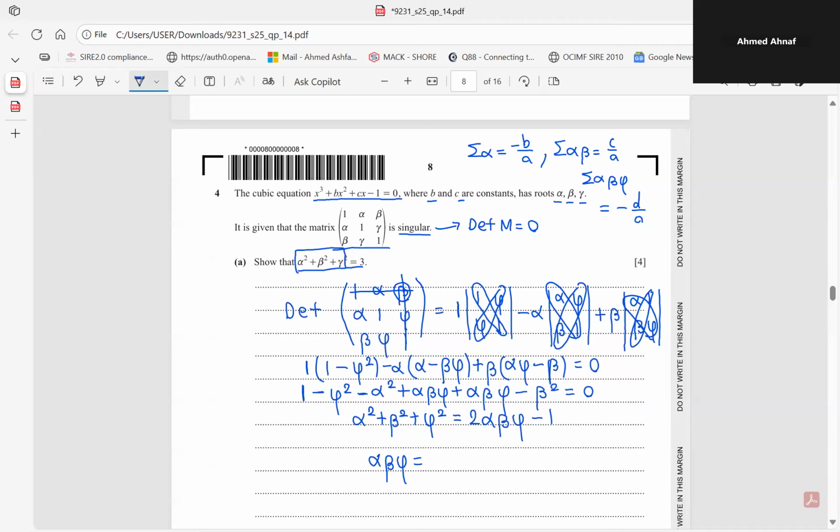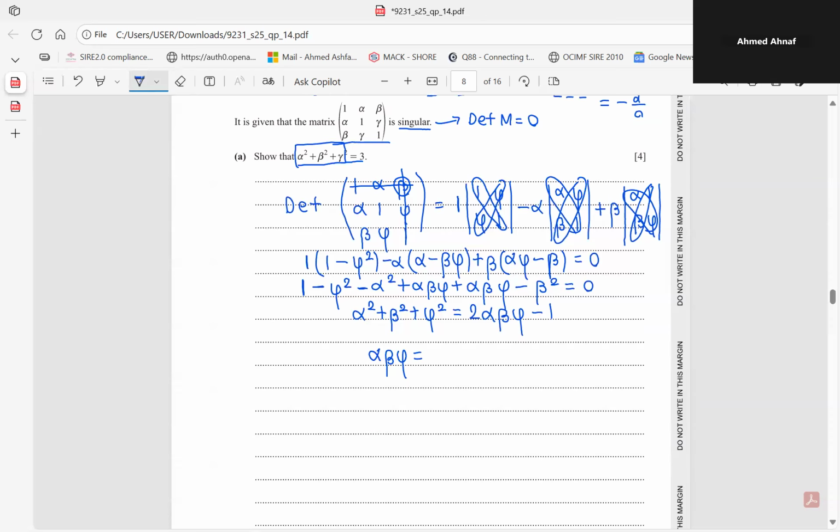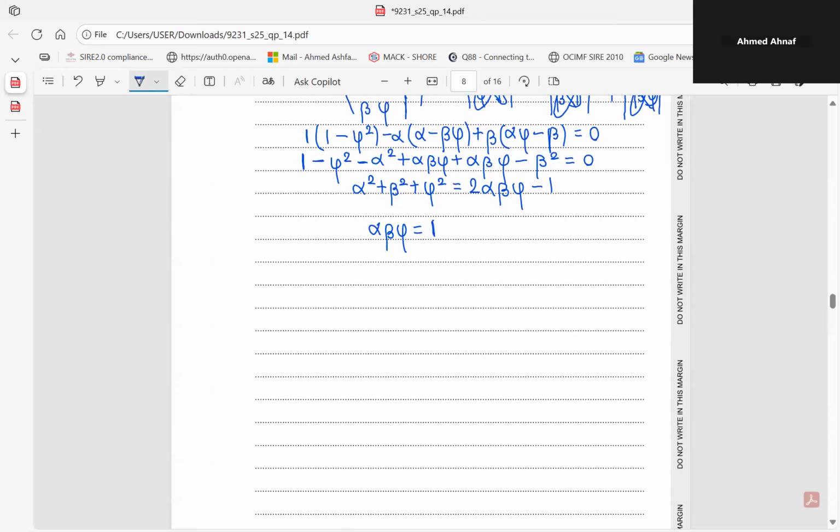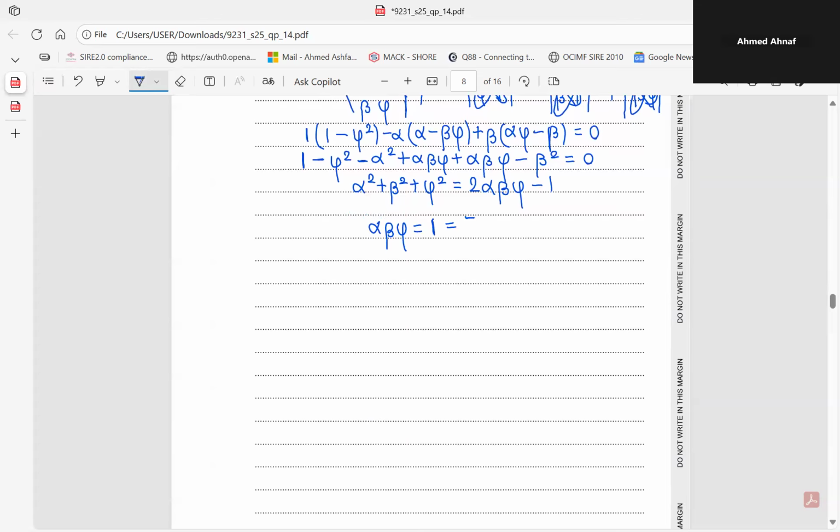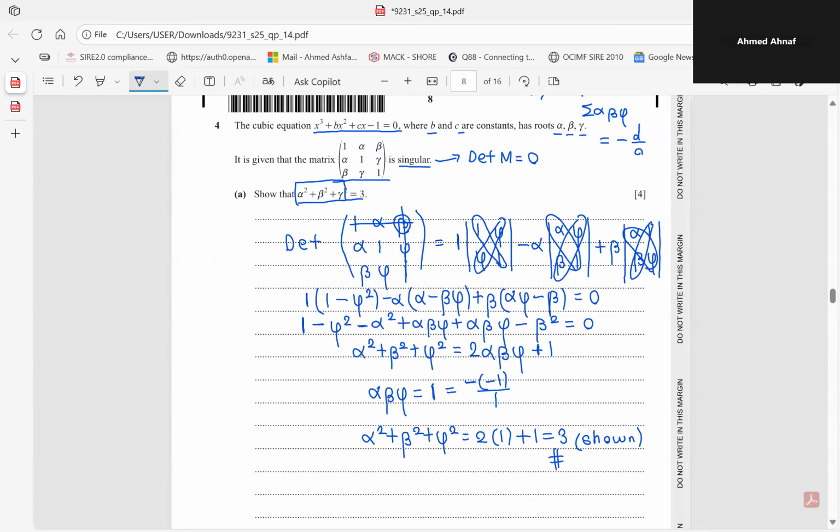So in this case, d is minus 1. So minus d, that's 1 over a, which is 1. So this is just equal to 1. Okay, so this is minus 1 over 1. Hence, we can evaluate this: 2 times 1. Sorry, this is supposed to be plus 1. 2 times 1 plus 1, we'll get 3. This is shown. So this is our final answer for the first part.